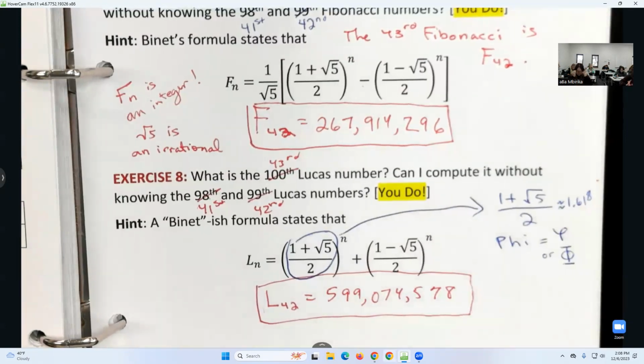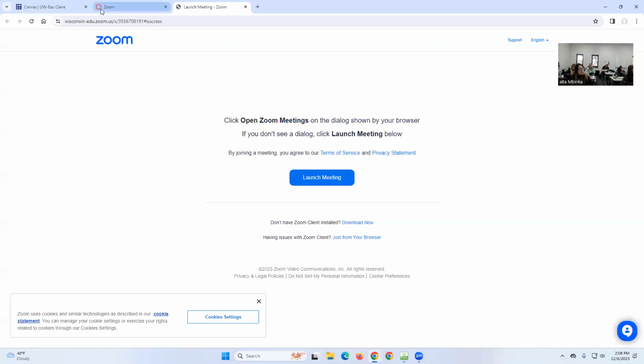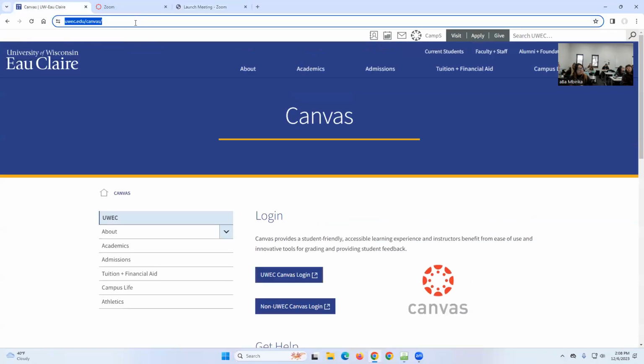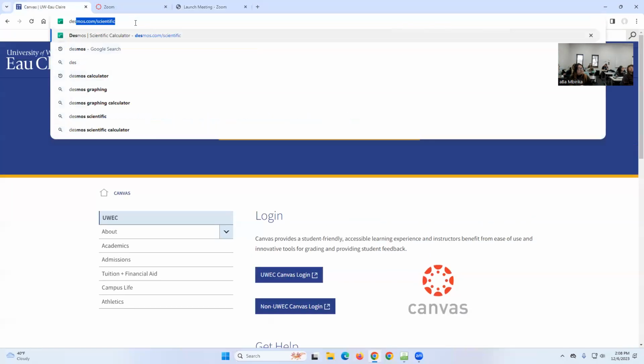So let's look at that with Desmos. That's easier to see with Desmos. Did I show this yesterday? I'm having a brain fart. No. Okay, good. Desmos.